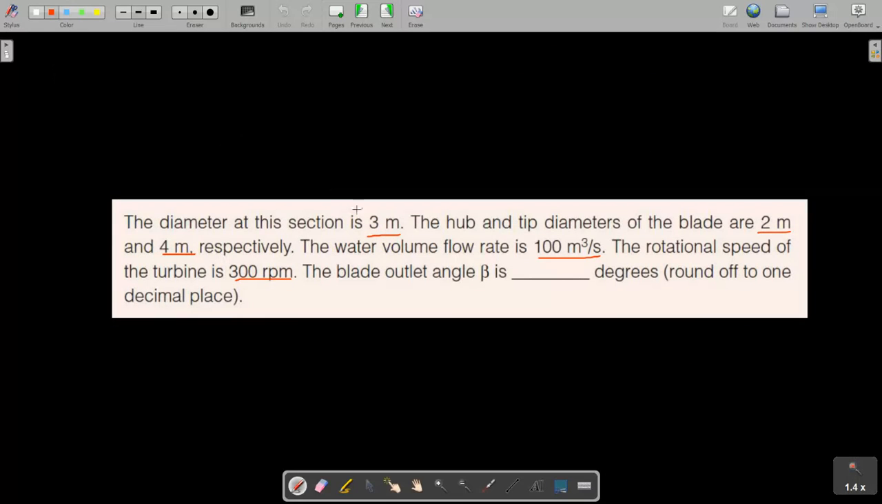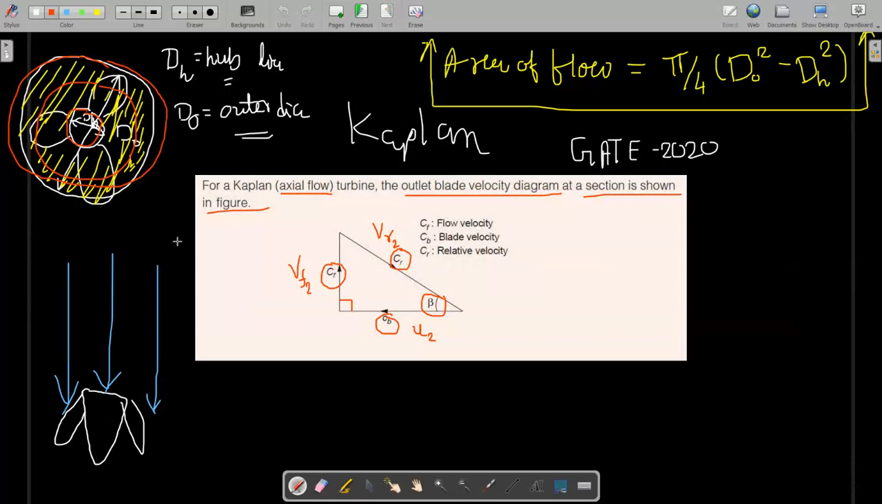So you got an idea about the hub diameter. Now this angle beta, from this you can easily write that tan beta, this is the outlet blade angle, tan beta is equal to VF2 divided by U2. Now U2 is the peripheral velocity. At the hub diameter, the peripheral velocity is pi into diameter of hub DH N by 60.